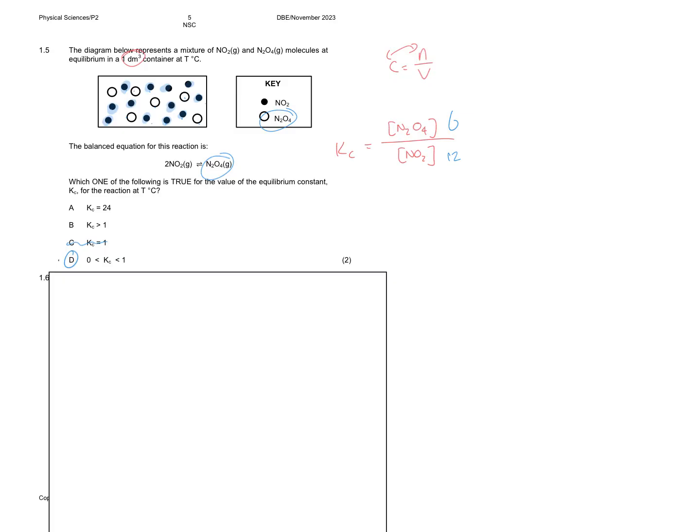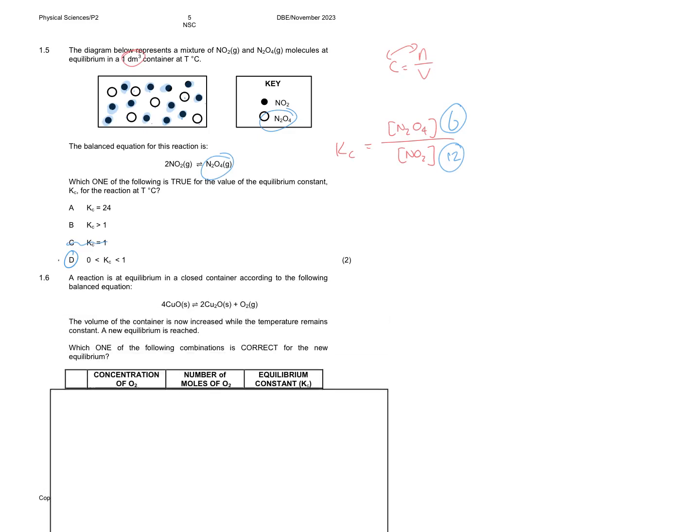Normally you have Kc either bigger than 1 if the forward reaction is favored, or smaller than 1 if the reverse reaction is favored. 24 is a bit of a random number. I don't know where they got that from, but I don't know how you would get that. Maybe they should have done 72 instead, which would be 6 times 12. But anyway, I hope you can see here the amount of product is less than the amount of reactant, so the Kc value will be less than 1. The Kc value is not going to be less than 0 though. It's never going to be negative because you can't have a negative amount of product or a negative amount of reactant.